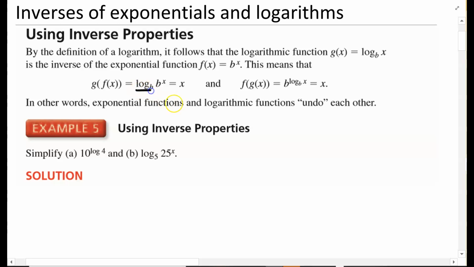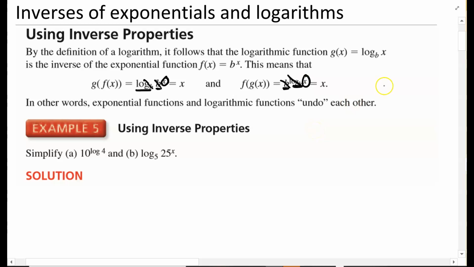Log base b cancels a base of b, leaving just your exponent. So whenever we have a base of b, we can use a log base b to cancel the base of b to get whatever our x is out of the exponent. And vice versa, what effect does a base of b have on a log base b? When I say base of b, this is putting the log base b as an exponent. And so the base of b would cancel your log base b, leaving you with just x.